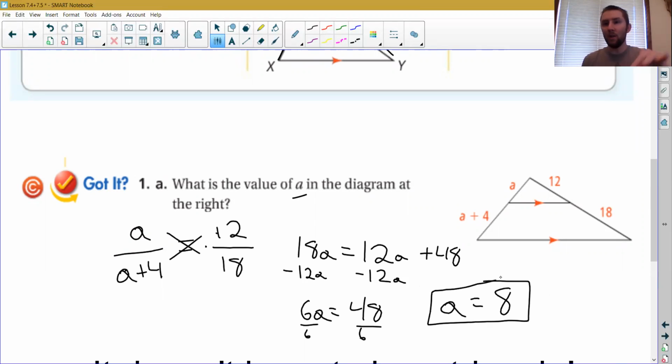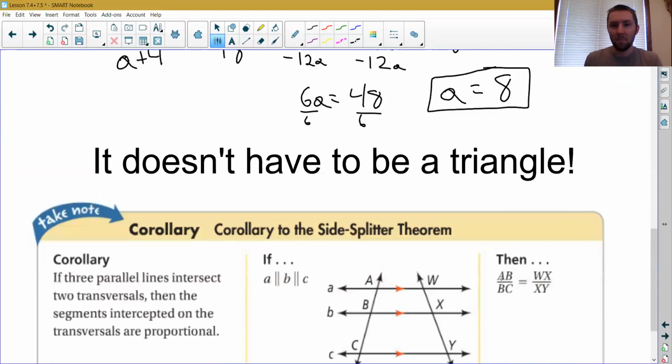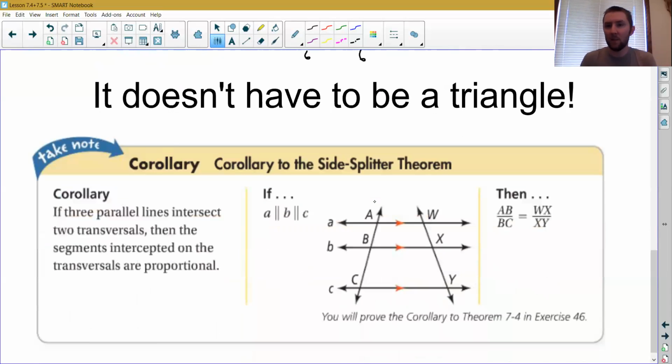Okay, our extension of this theorem is actually, your book calls it a corollary to this theorem, basically something we get in addition to this. And that is basically the fact that this picture does not have to be a triangle. Okay, so this picture shows me 3 parallel lines and 2 transversals. Okay, 3 parallel lines, 2 transversals. I've got parallel lines A, B, and C, and then I've got these 2 transversals that are cutting across here.